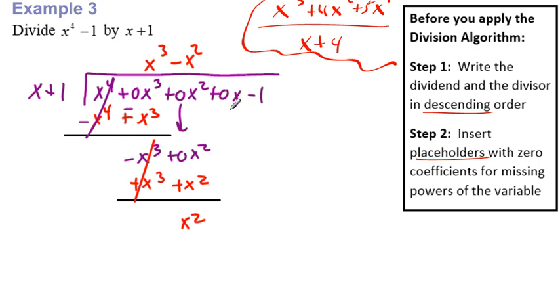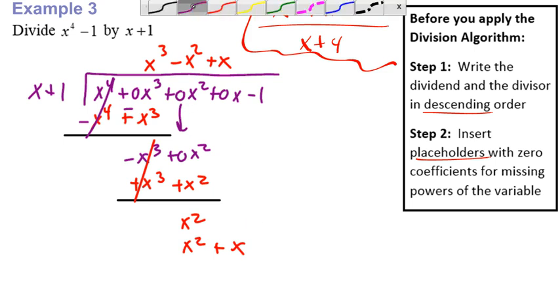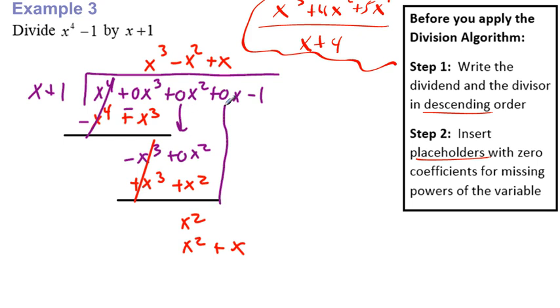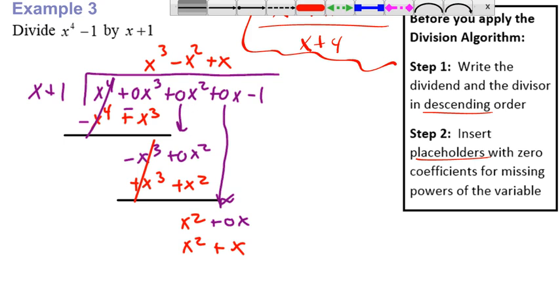All right, let's try this again then. x times what is x squared? Well, that's just positive x. So x times x is x squared. x times 1 is a positive x. And we've got to drop down what we have there. Plus 0x. Let's go ahead and subtract these.